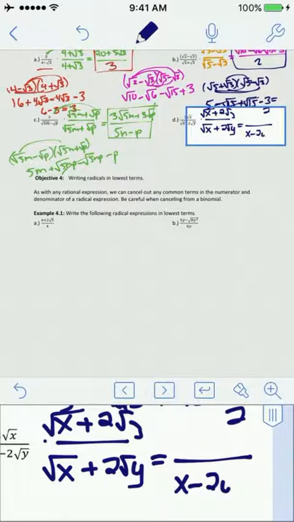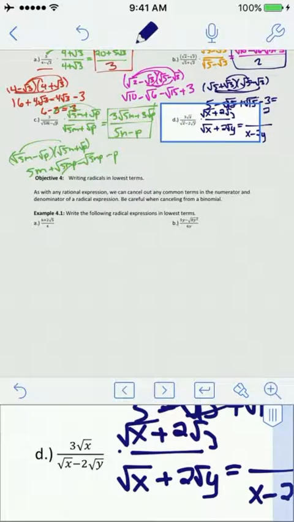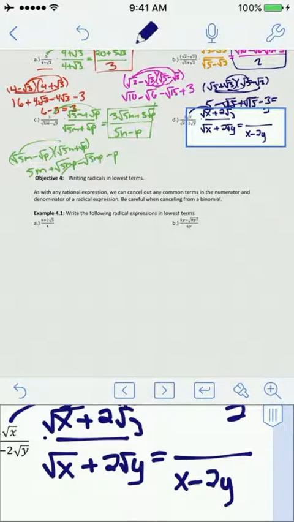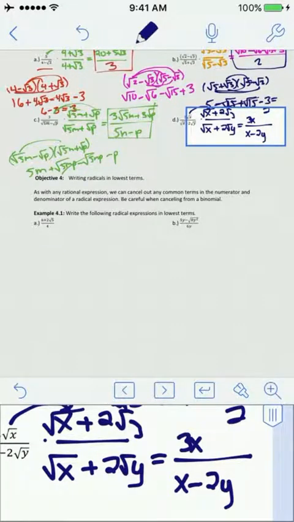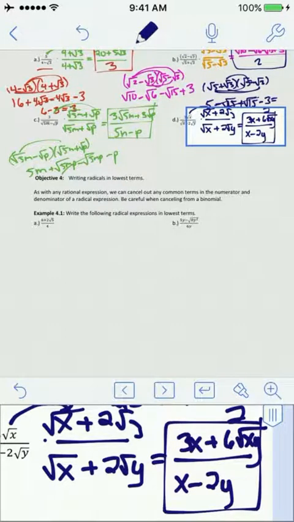x minus 2y. Over at the top, we get 3x times 3 root x times root x. That's going to be 3x, right? The roots cancel out. 3x times root y, so we're going to get plus 6 root x y. And there's our final answer.